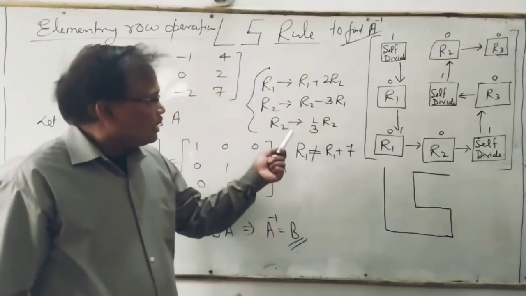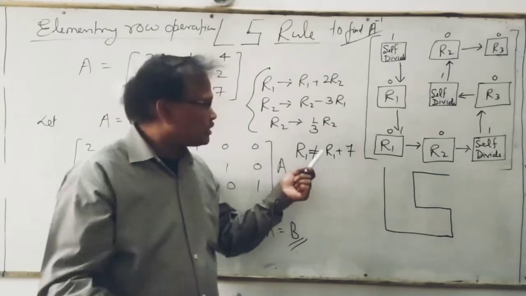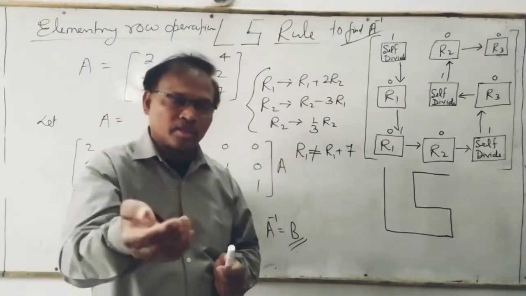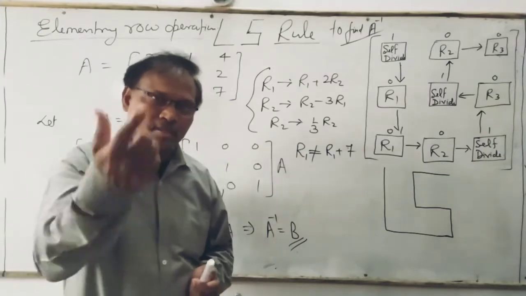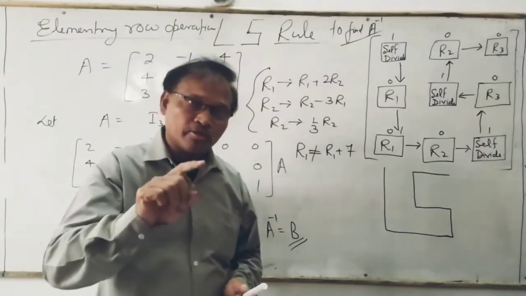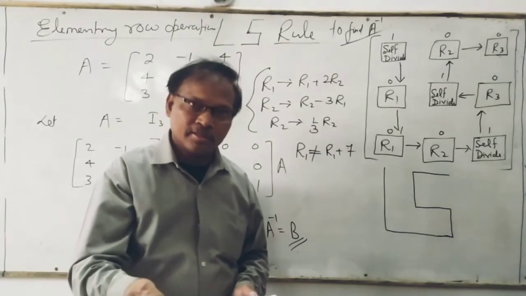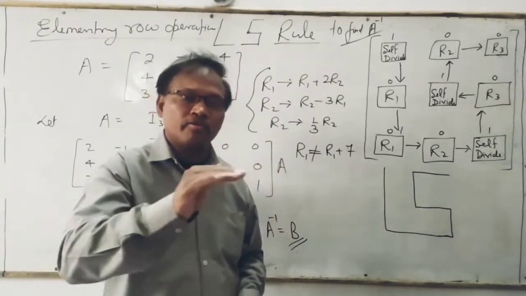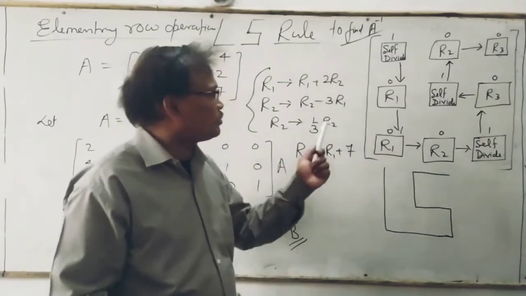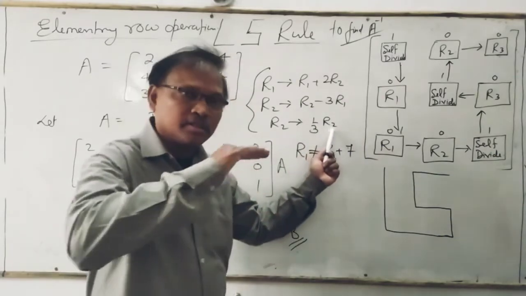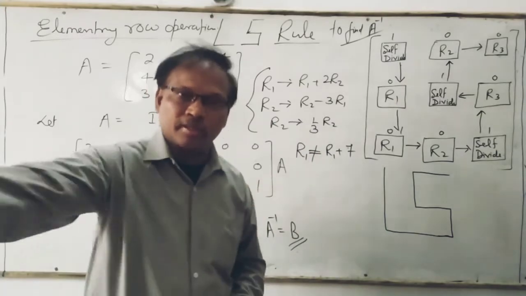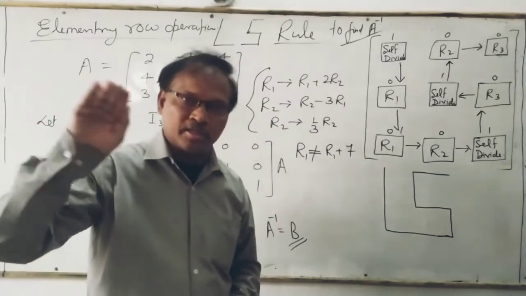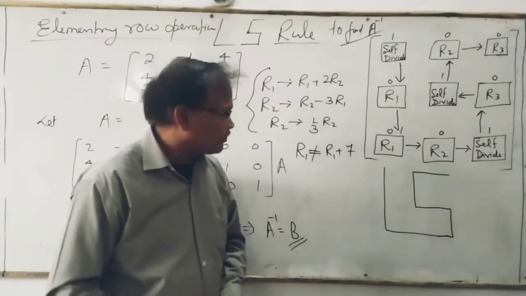But if you want to self divide, then R2 tending to R2 by 3. Suppose we want to self divide the elements of R2, you cannot do it for only one element. You have to divide all the elements of the row. Suppose it is 3, then all the 3 elements of R2 you have to divide by 3. You have to multiply all the 3 elements by 3 or by 2, whichever it is.